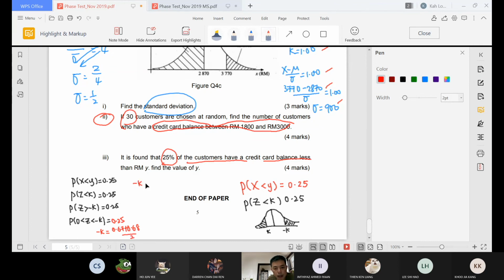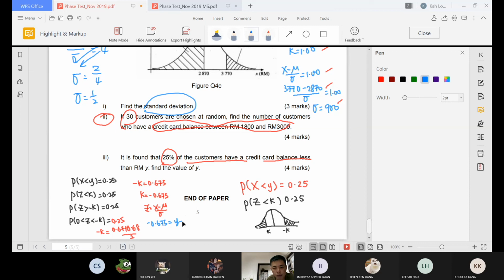So my negative k is 0.675. So my k will be negative 0.675. Okay, after I get my k already, quickly go for the z-score formula. My z-score will be negative 0.675. Then my x will be the y.